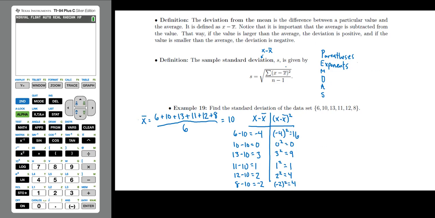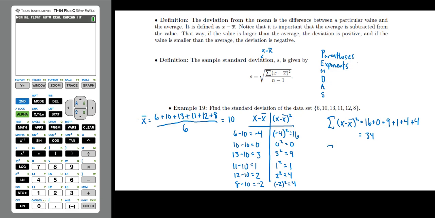All right. Now what we have here is, remember, this symbol means the sum, or to add. And so we have a whole bunch of things added on the top of a fraction, and then we're going to divide by 1 less than the sample size. So anytime you're adding a bunch of things on the top of a fraction, you do those things first. So the next step then is to add up all those deviations squared. So it'll be 16 plus 0 plus 9 plus 1 plus 4 plus 4. And when you add all that up, you end up with 34.